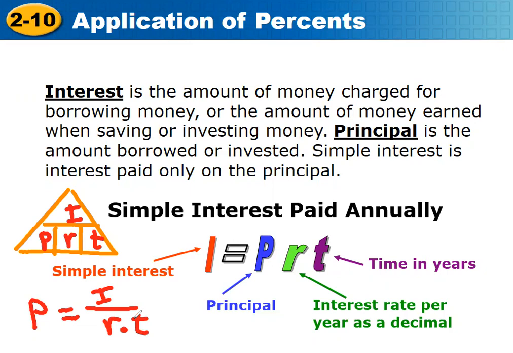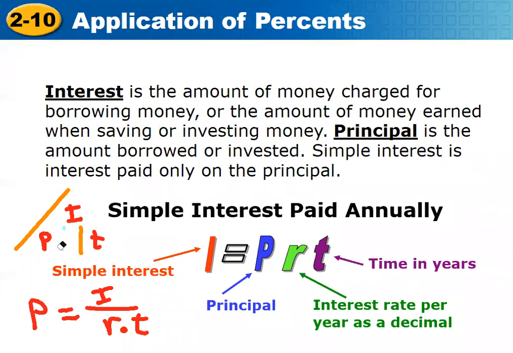If you are looking for the rate, hide R, then it will be interest divided by principal times T. What about if you are looking for T? It will be interest over principal times R. Okay, so the magic triangle will help us to find the missing variable. Again, if you want to calculate the time, it will be interest divided by principal times R. If you want to find R, it will be interest divided by principal times T, and so on.